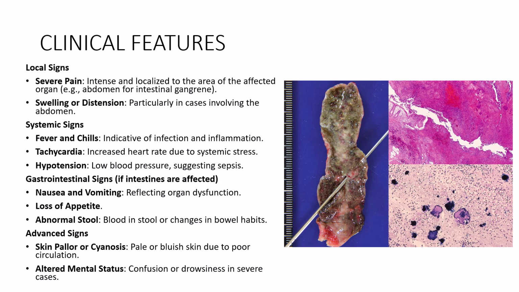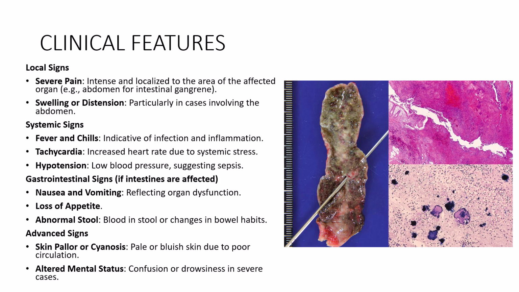Then you have the systemic signs: fever and chills, tachycardia, hypotension. Why? Because these all indicate infection, inflammation, systemic stress and sepsis. Then we have the gastrointestinal signs: nausea and vomiting, loss of appetite and abnormal stool. Blood in the stool, or any changes in the bowel habits, is an indication of gastrointestinal infection.